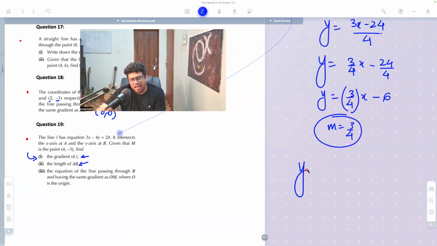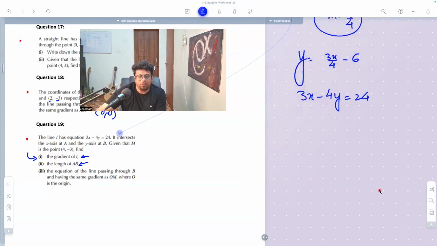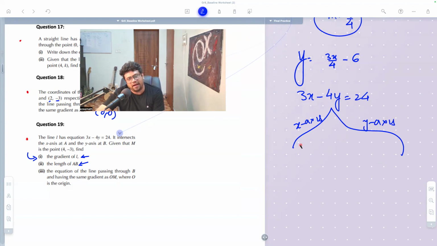Length of AB. Well, if y equals 3x by 4 minus 6 happens to be the equation of the line, or it was a very nice 3x minus 4y equals 24, I can actually find out what points on the x-axis and what points on the y-axis the line is cutting through. How to find out the place where it cuts through the x-axis? For that, I'm going to substitute y equal to 0. When you substitute y equal to 0, x comes out to be 8. And that's the usual way of finding out what the x-intercept is.